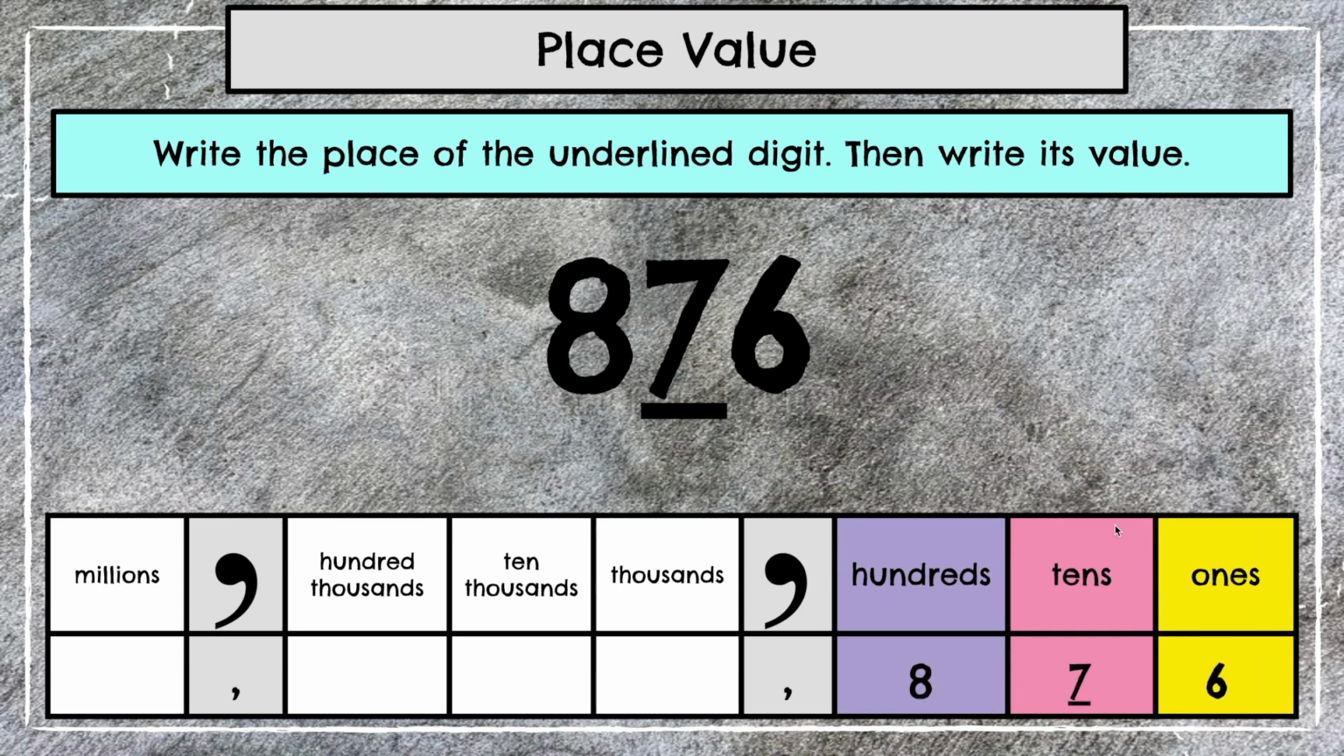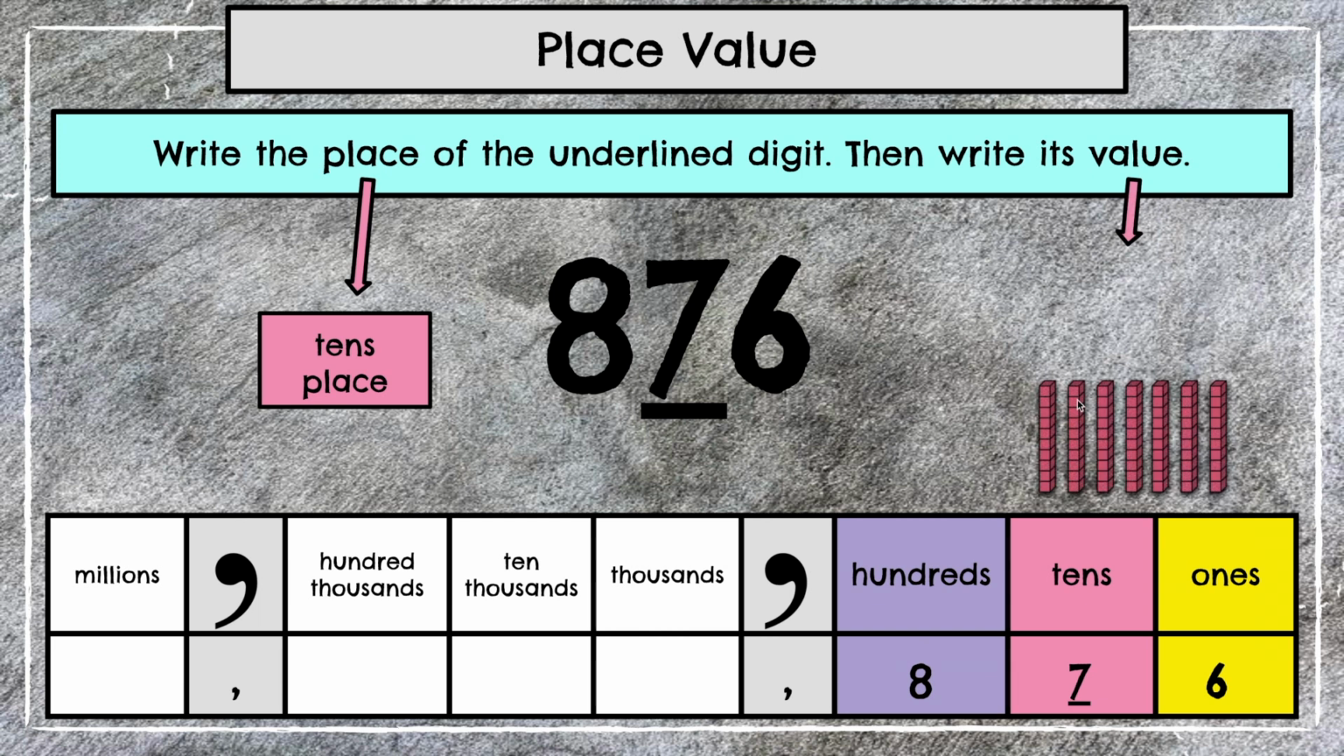876. The 7 is in the tens place. That means the place value of this digit is the tens place. Now let's figure out the actual value of this 7. It's not just 7 because it's in the tens place. So the actual value is actually 7 tens. When we count up 7 tens, the value of this 7 is actually 70.